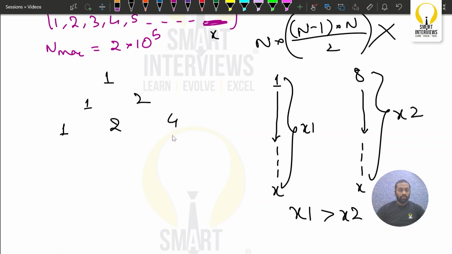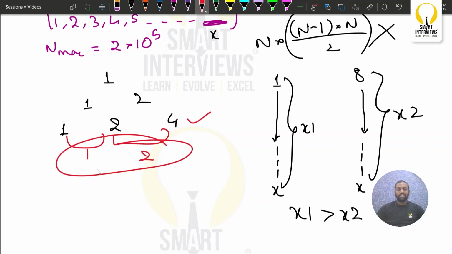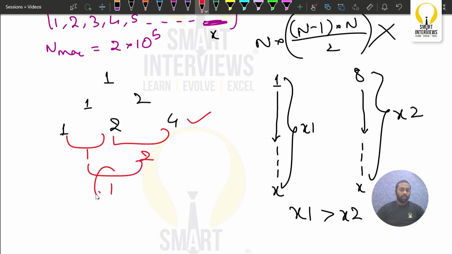Now this array, whatever we are having in hand, can I say that this is strictly increasing? Yes. What about the difference array? The difference array is 1 and 2. What about this array? Is it strictly increasing? Yes. What about the difference array of this? 1. Is it valid? Is it smoothly increasing?